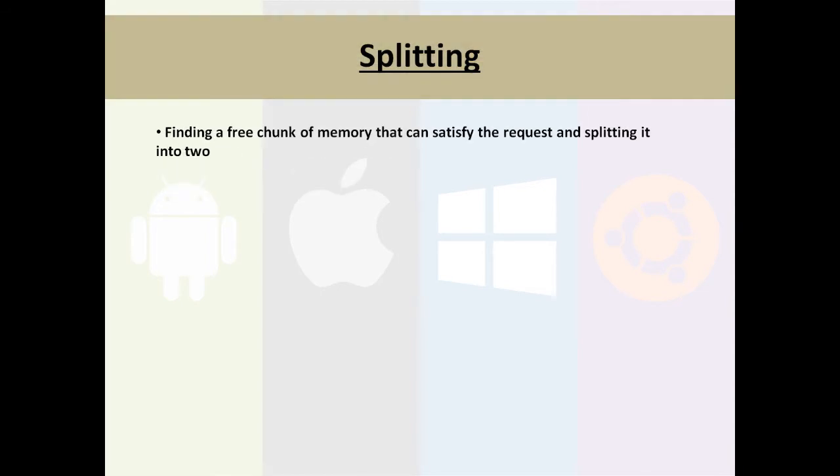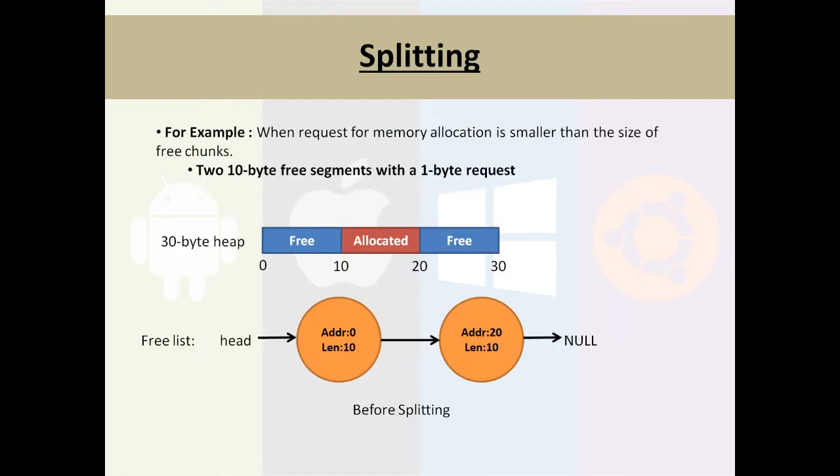The first of which is splitting. Splitting is finding a free chunk of memory that can satisfy the request for memory allocation and splitting it into 2, right? One being the one that is allocated and the other being the remaining free chunk. So the first example we're going to look at in terms of splitting is when we request a block of memory that is smaller than the size of a free chunk. So let's look at this example here.